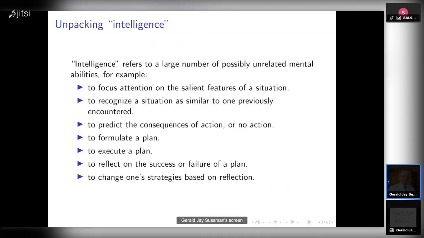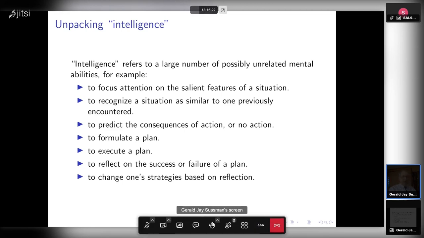Okay, so here's some unpacking. There's a large number of possibly unrelated mental abilities that are relevant here, and there are many more than the ones I've written here. But you have to be able to be intelligent. An intelligent thing has to focus attention on the salient features of the situation. It recognizes that a situation it's in is similar to a previously encountered one. It has to predict the consequences of taking an action in that situation, or no action. It has to formulate a plan, if necessary, to deal with the situation, and to be able to execute the plan. And then after the situation is gone, it has to reflect on the success or failure of the plan so it can change its strategies based on reflection.